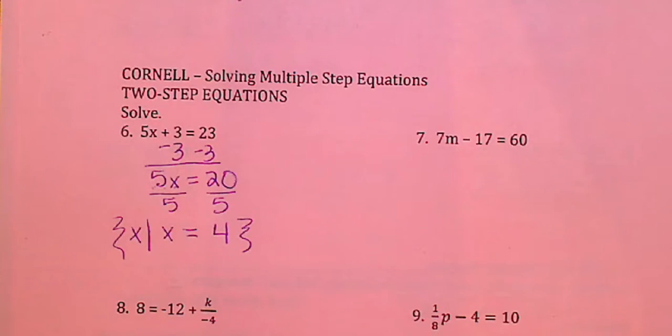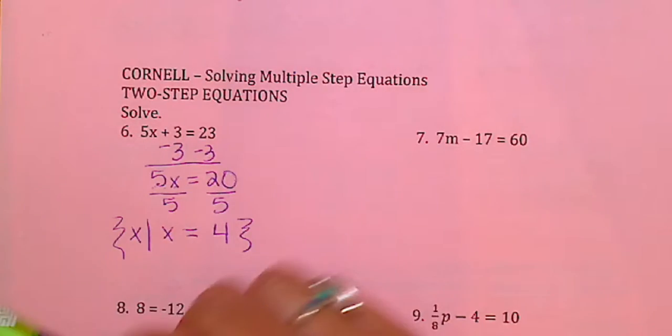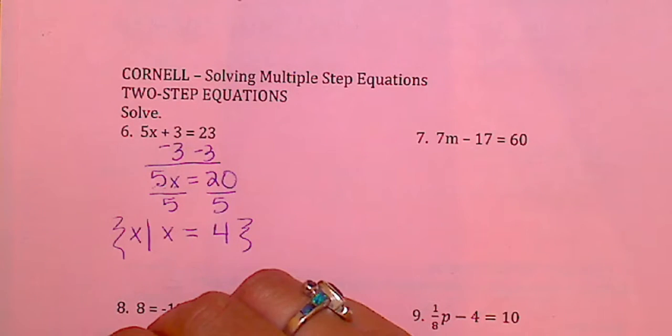Number 7, another two-step equation. Why don't you pause it and see if you can do this one on your own.